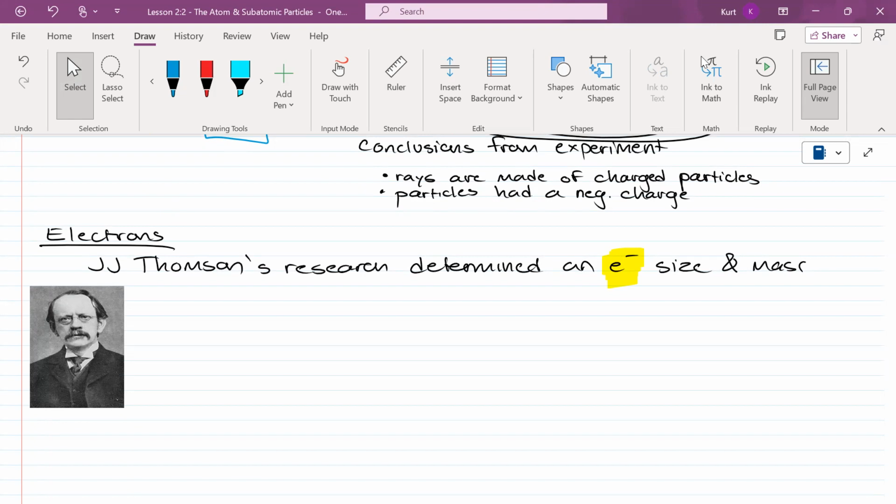This is J.J. Thomson. By the way, this is your early 1900s. We're talking 1905, 1906, sometime around then. So J.J. Thomson's research determined an electron's size and mass. And this symbol right here I've highlighted is size and mass. So he realized that electrons are smaller than a hydrogen atom.